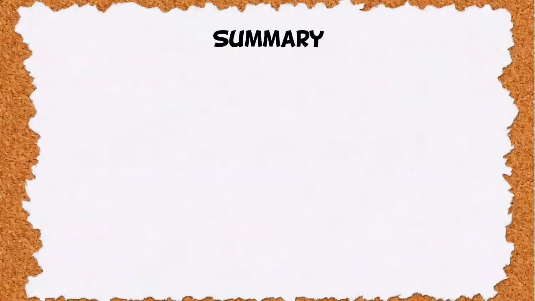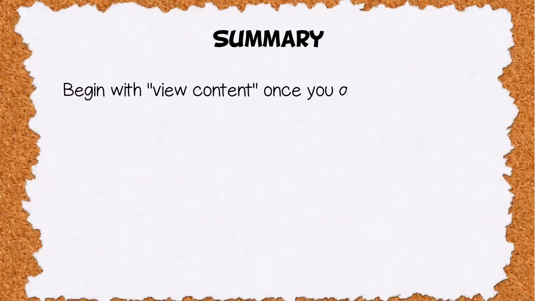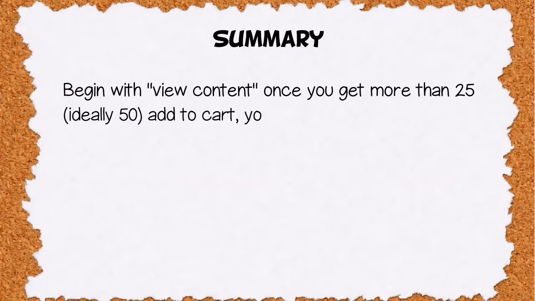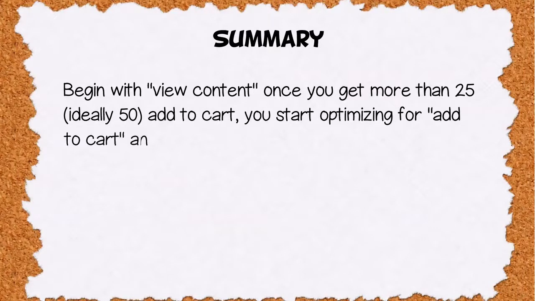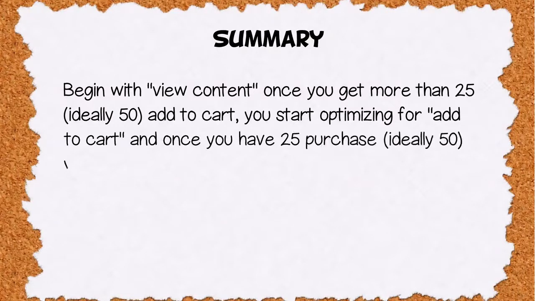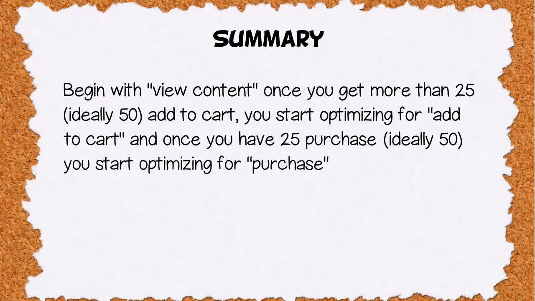So let's sum up. Begin with view content. Once you get more than 25, ideally 50 add to cart, you start optimizing for add to cart. And once you have 25 purchases, ideally 50, you start optimizing for purchase.